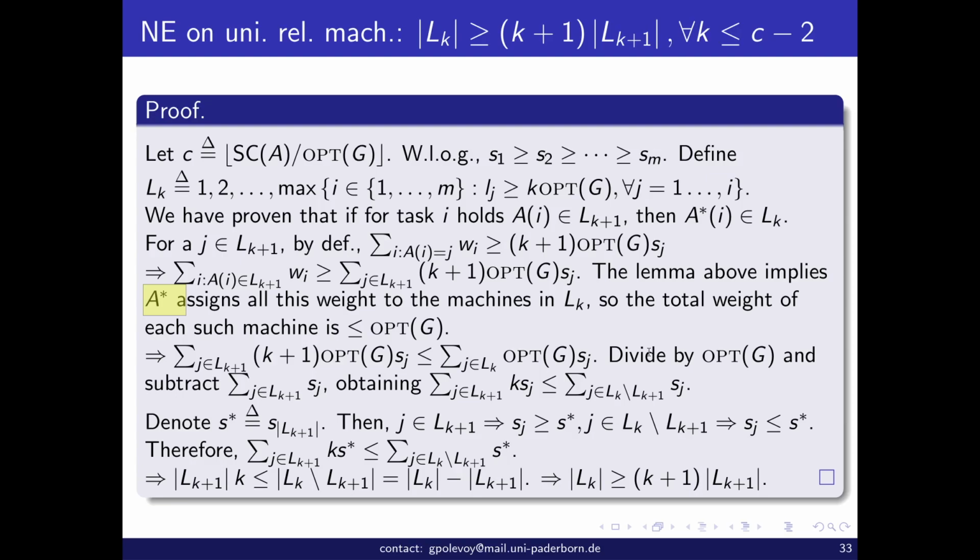Now some play with sums: divide by the optimum, then subtract the sum of SJs over LK plus 1. So we divide by the optimum, and on the left hand side we subtract SJs. It's going to be k plus 1 times optimum SJ. Okay, optimum has been cancelled. So k plus 1 times SJ minus 1 SJ, so k times SJ, it's going to be only this. And the right side is going to be optimum again. Optimum has been cancelled, and it's going to be the sum of SJs minus the sum of SJs. So the remaining sum is simply those who are in LK and not in LK plus 1. That's the remaining.